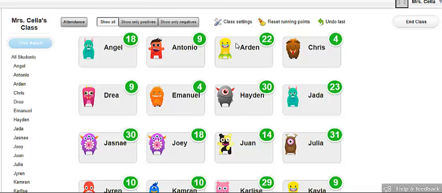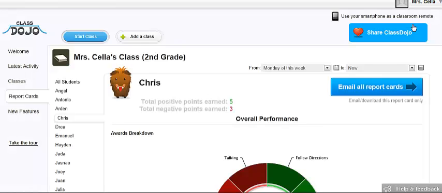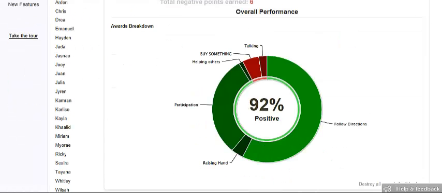This program also offers reports, running reports. So if I hit end class, it'll tell me overall how the students did for the day and break it down. So I can see here that the class was 92% positive. They were helping others, participating, raising their hands, following directions. And the negative things where they were talking and buying something. And we know that when they buy something, that's not really negative.